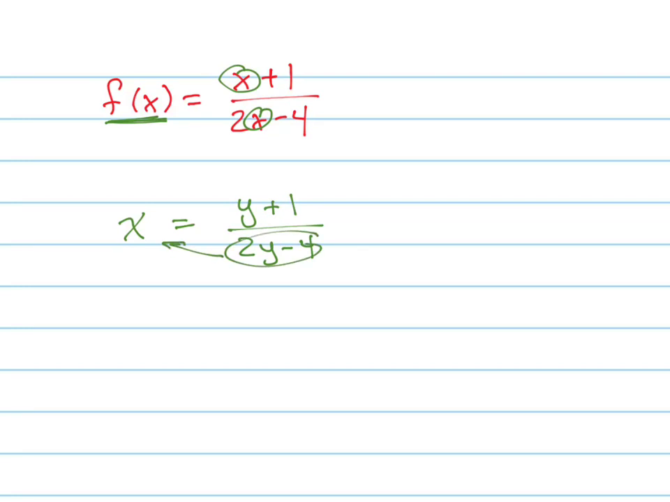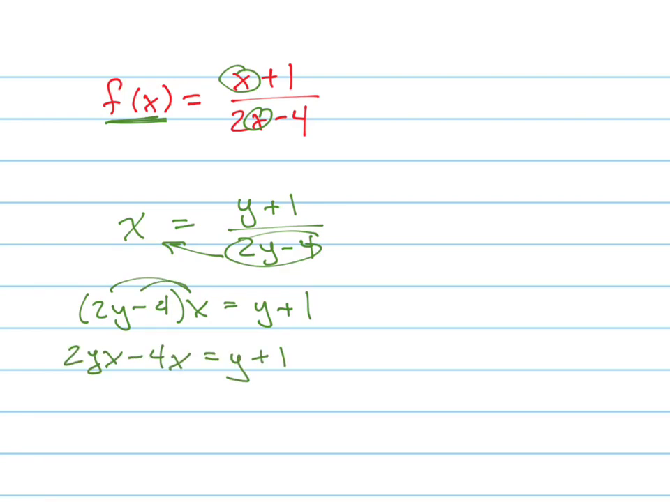So move this over there, multiply. 2y minus 4 times x equals y plus 1. Now distribute the x in. So 2yx minus 4x equals y plus 1.